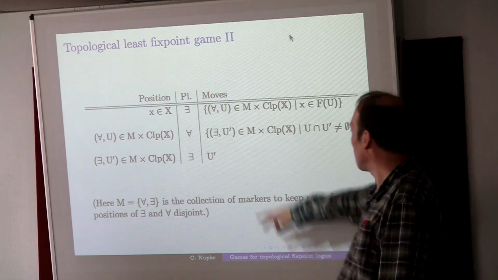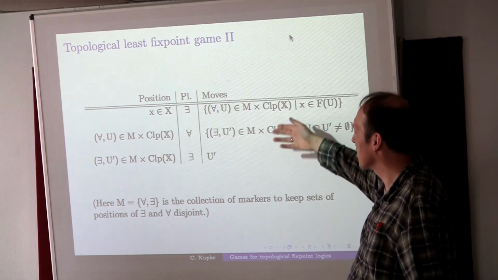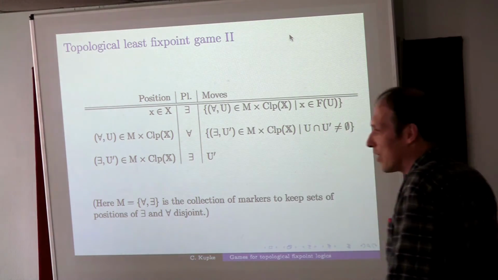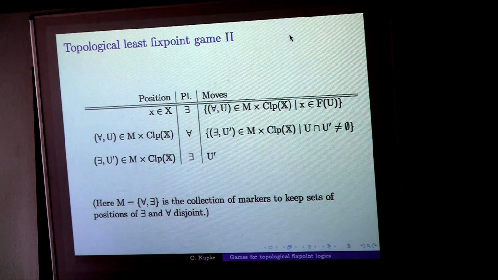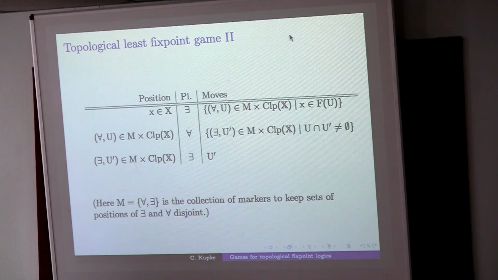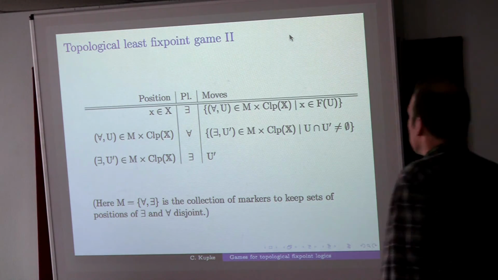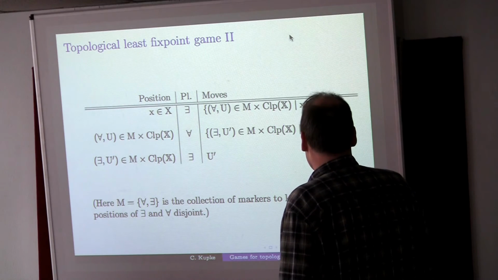And the reason for this "for all" quantifier is just to keep bookkeeping, because we want to keep the positions for Abelard and Eloise disjoint. What is keeping Abelard from choosing U prime as U? Why can't he go to the boundary?